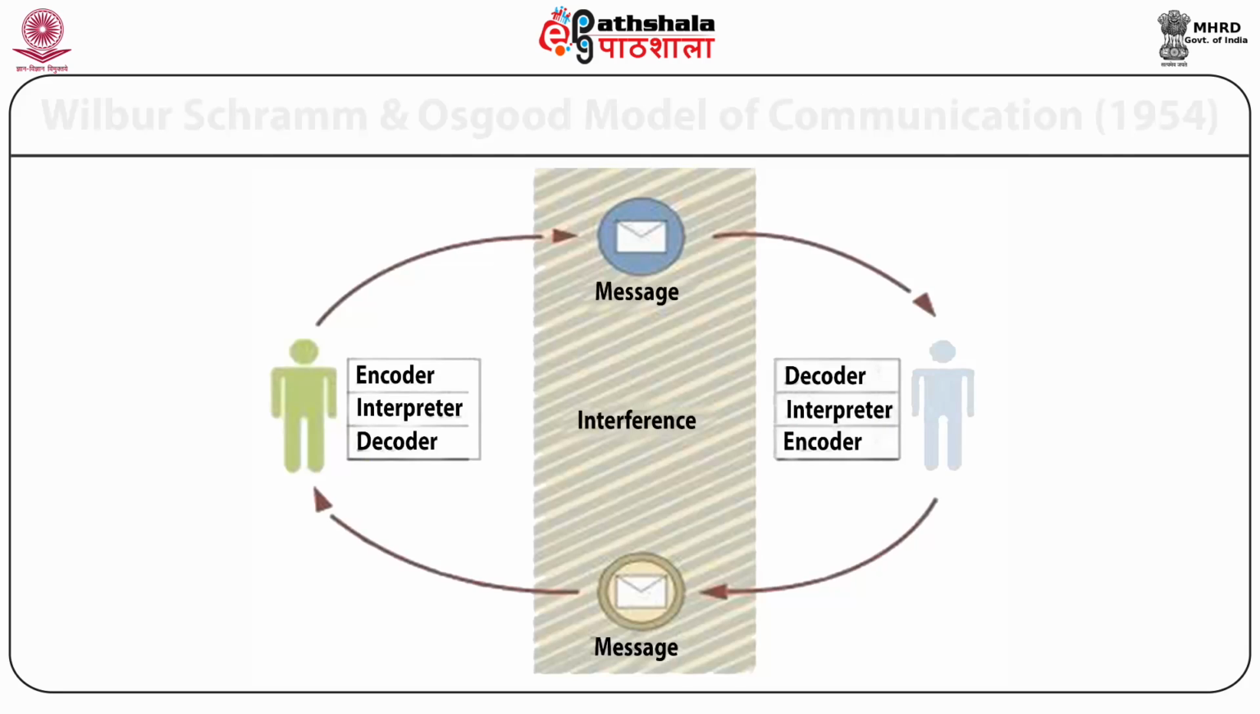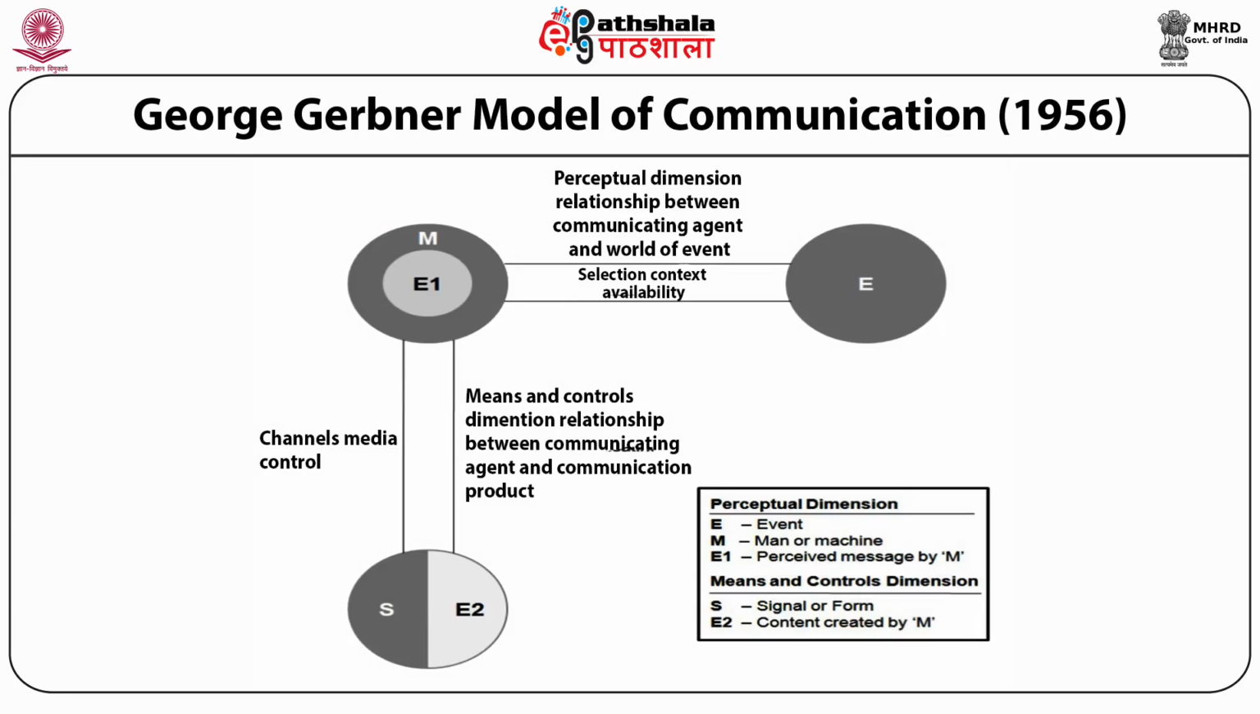The next model which we can see is George Gerbner's model of communication. Mr. George Gerbner, a professor and head of the Annenberg School of Communication at the University of Pennsylvania, is one of the pioneers in the field of communication research. In the year 1956, Gerbner attempted a general-purpose communication model. He stressed the dynamic nature of communication in his work and also the factors affecting the reliability of communication. In this model, two dimensions are there, namely the perceptual dimension and the means and control dimension.